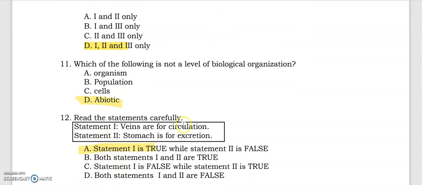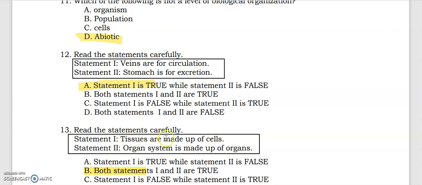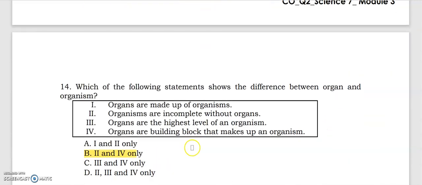Then, number 12, read the statements carefully. Statement 1, veins are for circulation, stomach is for excretion. Only letter A is correct. Statement 2 is false because the stomach is part of digestion, not excretion. Number 13, read the statements carefully. Both statements are true. Tissues are made up of cells. Organ systems are made up of organs.